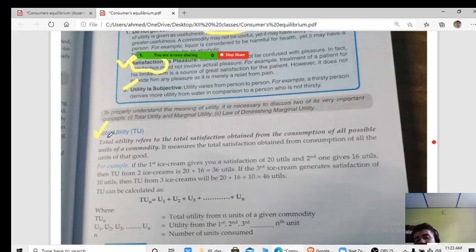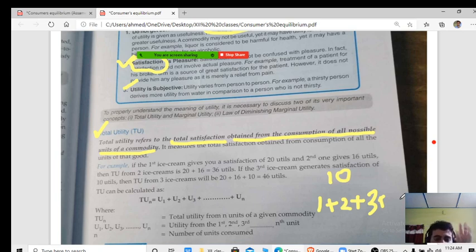Total utility is nothing but the total satisfaction obtained from the consumption of all the units of a commodity. For example, if you consume 10 ice creams, the total utility will be the utility from the first ice cream, plus the second, the third, the fourth, up to the 10th ice cream. The utility that you derive from each ice cream, you give numeric values to. So it is just the sum of the utility you derive from consumption of all the units of the commodity.